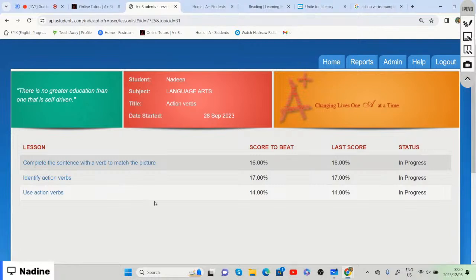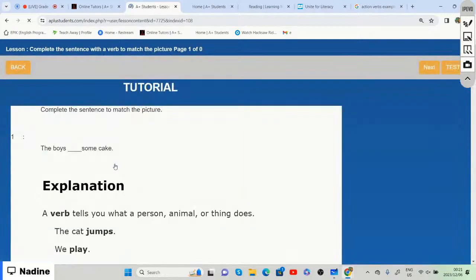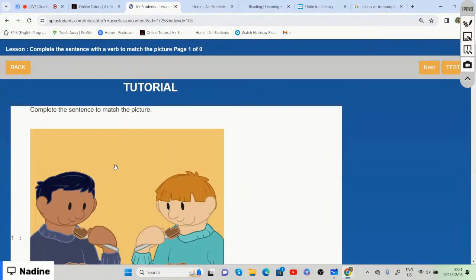And our first lesson that we are going to be focusing on under the chapter of action verbs is to complete the sentence with a verb to match the picture. So we are going to complete the sentence with a verb to match the picture.